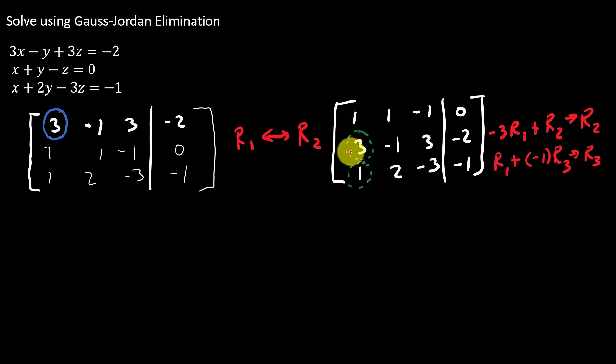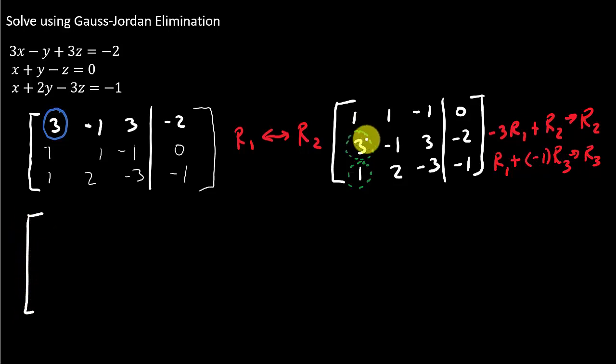And then, in other words, I could have done -1 times row 1 plus row 3 and replaced row 3. I could have done that also. Okay, it's all correct. Right? All right, so let's see what we get here.